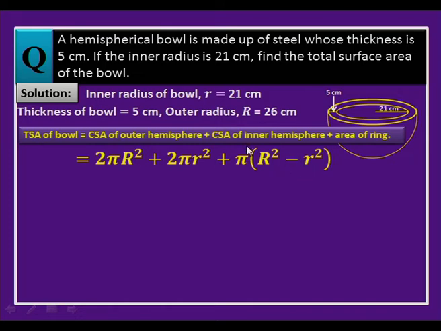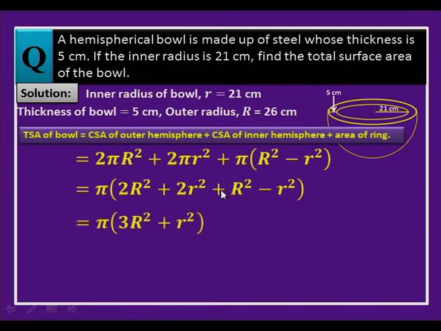Now, let us take pi as a common factor. If I take pi as common, we are left with 2 capital R square plus 2 small r square plus capital R square minus small r square. So, what do you get, children? 2 R square plus R square. Yes, you should get 3 R square. So, pi into 3 R square, and 2 small r square minus small r square, so we get only plus small r square.